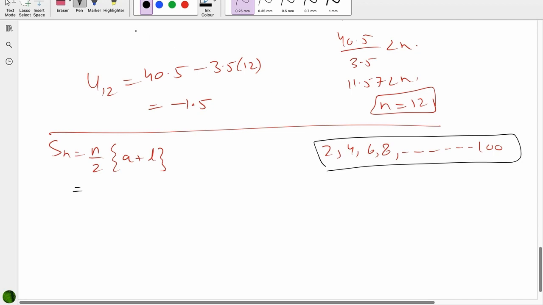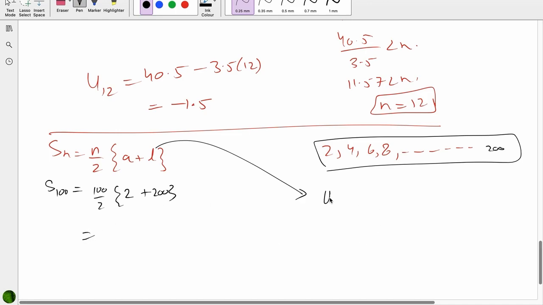Or let's say we don't know that and we can first find it. This is actually the same thing, because we can find the last term if they say find up to the 100 terms. So I know that this is the table of 2: 2, 4, 6, 8. Last would obviously be 200. In that case, I can say 100 by 2 into first term plus last term, and we'll simplify.